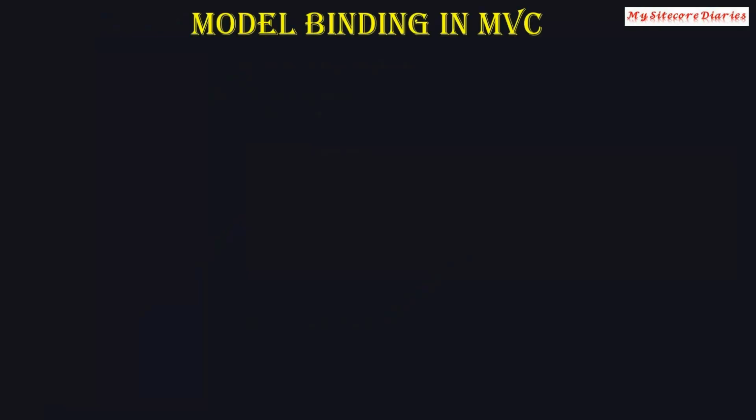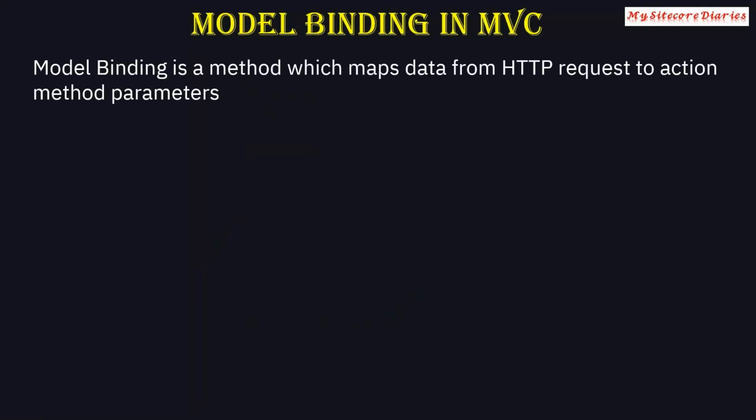So now we will see what model binding is in MVC. Model binding is a method which maps data from an HTTP request to action method parameters. So whatever HTTP request is coming, that request gets mapped to the action parameters. Whatever model and action method you have, how it gets mapped is called model binding.